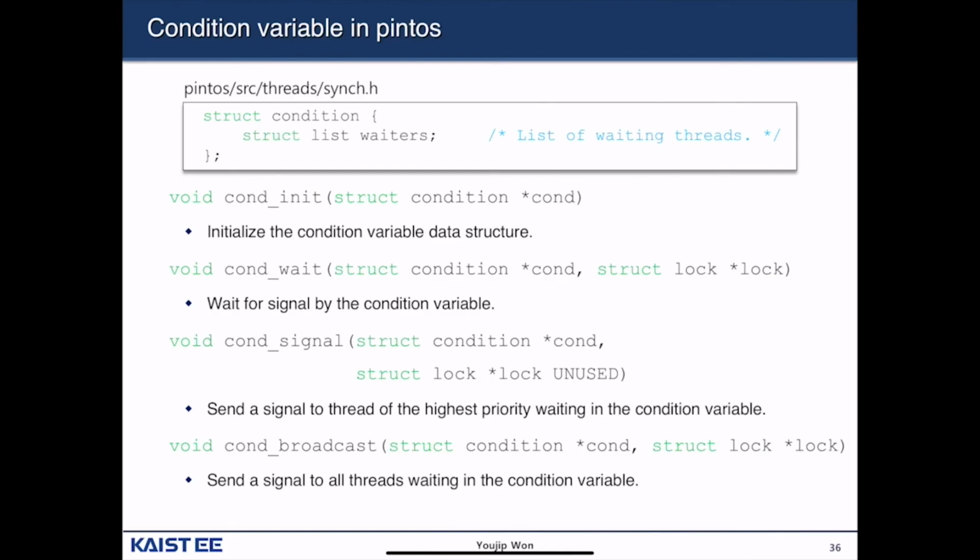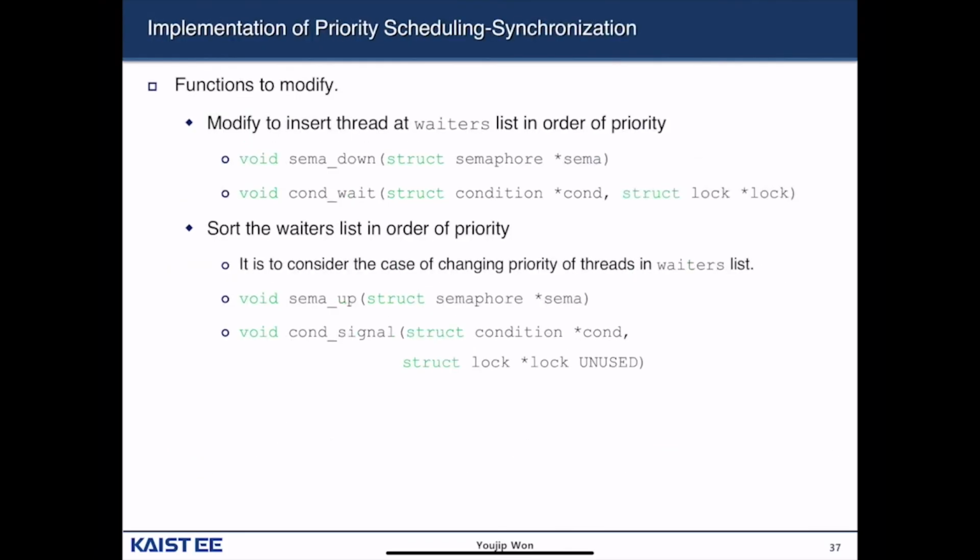And then there's another function, broadcast. It sends a signal to all threads waiting in the condition variable. These are the functions to modify. There are two functions you have to modify. First one is sema down, and the other is cond wait. So inside this code, you are required to modify the code so that when the process is put into the wait list, they are sorted with respect to the priority. And also you have to modify sema up and cond signal as well as set priority so that all the lists can be ordered with respect to the priority.